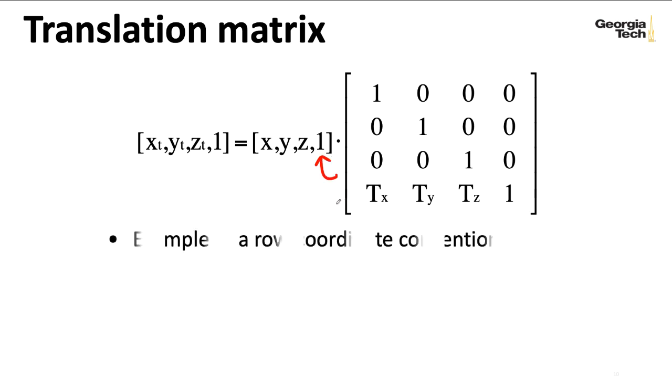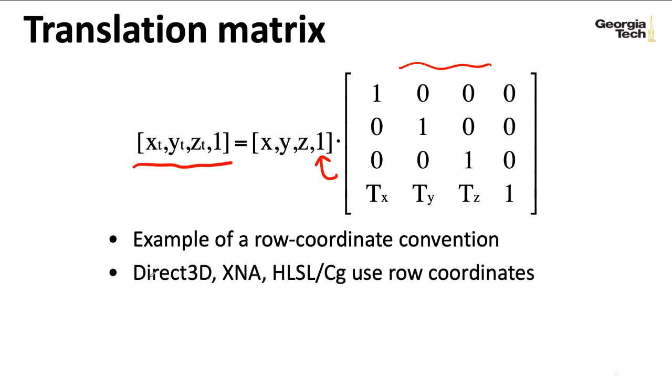Notice that we're using a row coordinate convention here. So we have a horizontal row that is being post-multiplied by this 4x4 transformation matrix, resulting in a new row vector. This kind of system is used by Direct3D and XNA on the Microsoft side. Also, most of the documentation for HLSL or equivalently Cg uses this row vector convention.